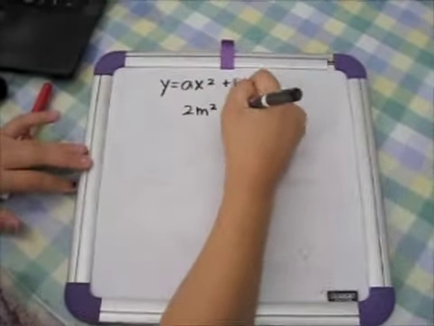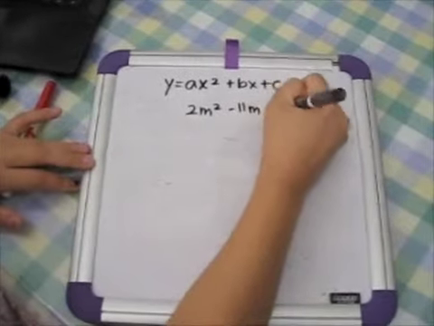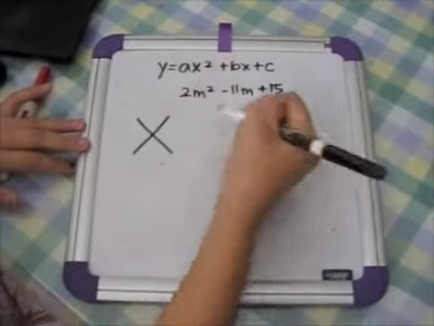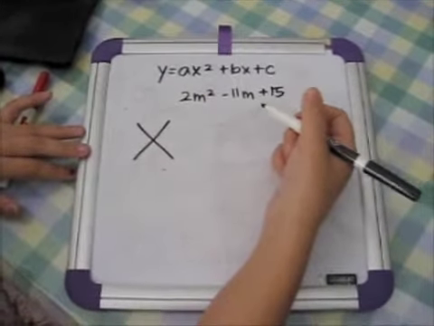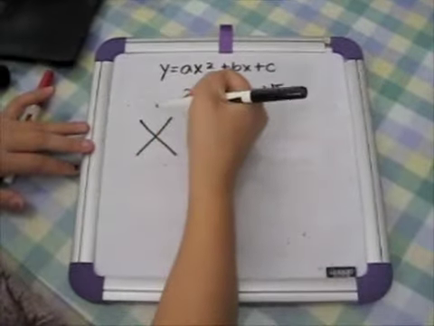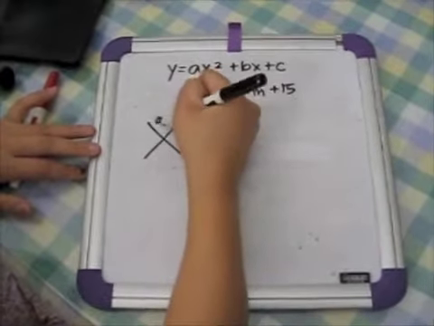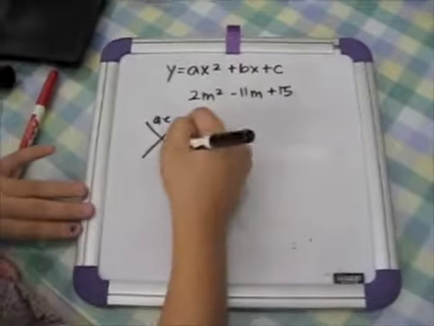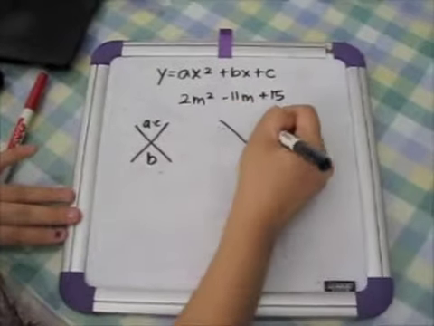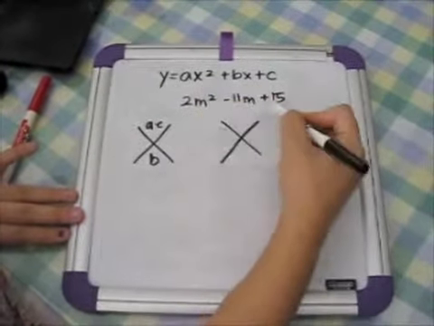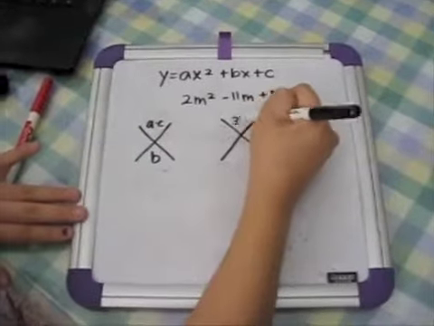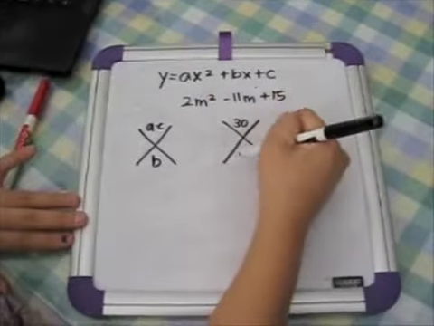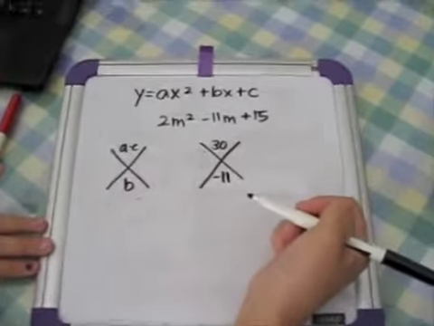2m to the second power minus 11m plus 15. The first thing you must do is draw an x. You will multiply a and c and write the number in the top portion of the x. So right here, a times c. And then you will write b in the bottom portion of the x. So for example, you will multiply 2 times 15 and get 30 and write that in the top portion here. And our b here is negative 11, so I will write that in the bottom portion of our x.